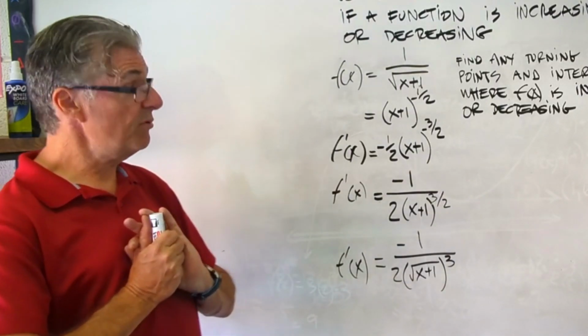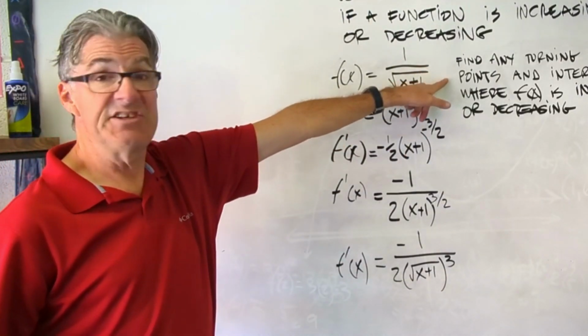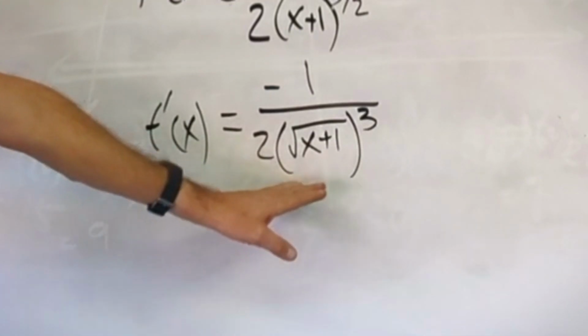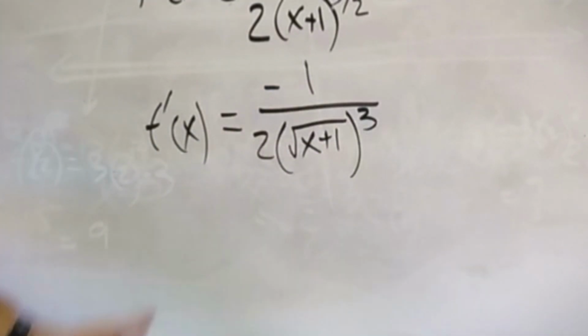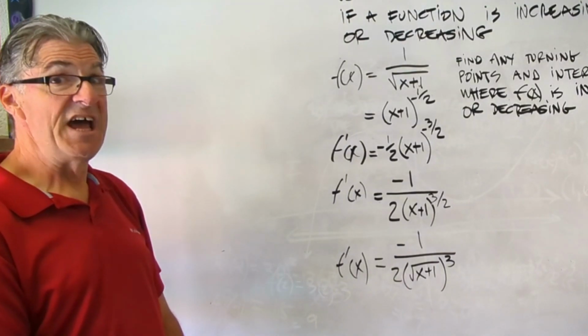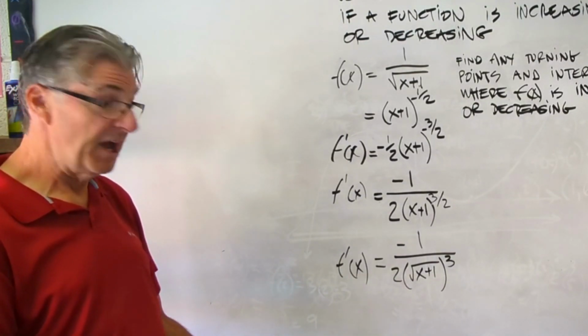So, first prompt, find any turning points. So I want you to pause the video and look at that, and remember setting the function equal to 0 and solving for x to see if you can find any turning points. So do that. So hopefully, when you looked at this, you realize this function can't be 0, okay?